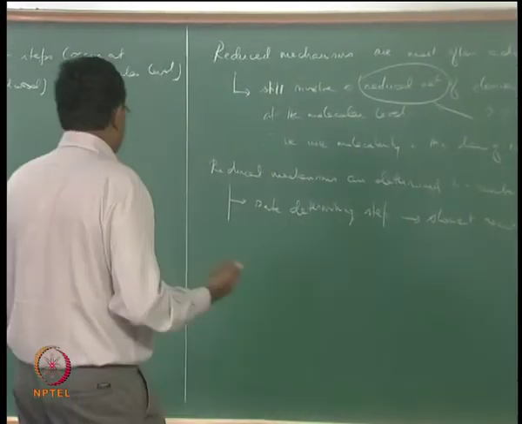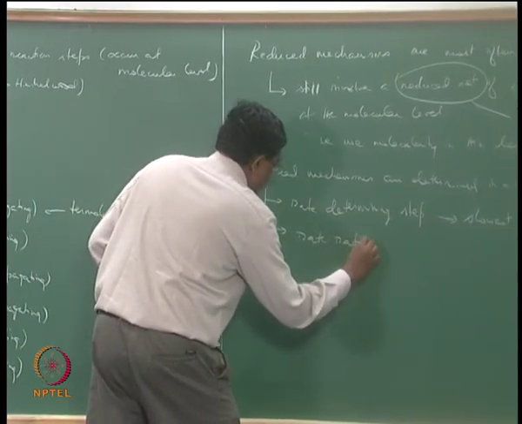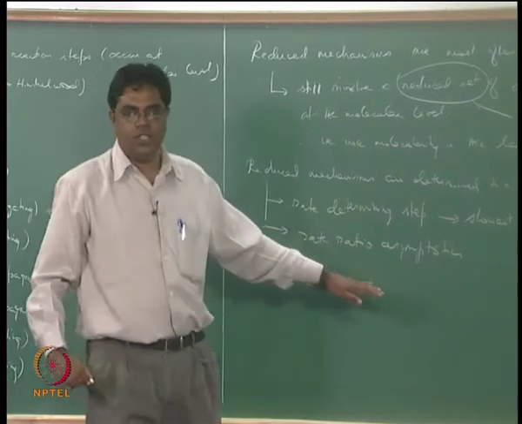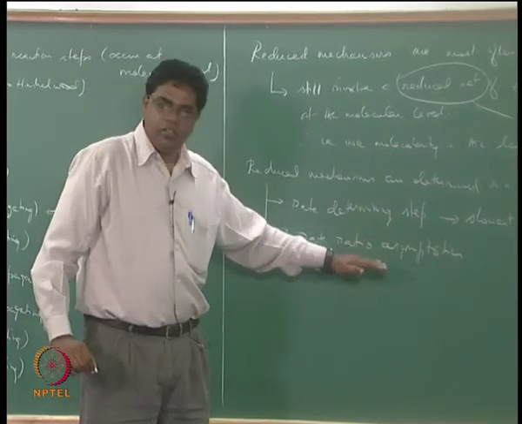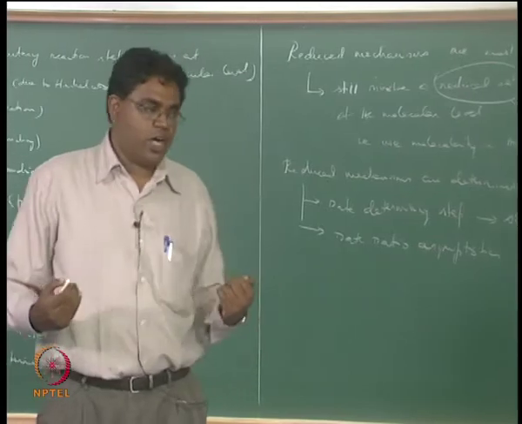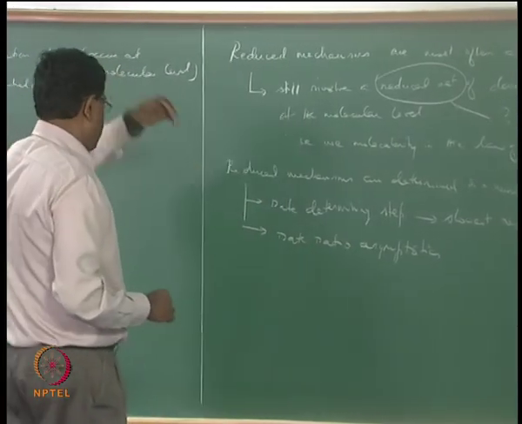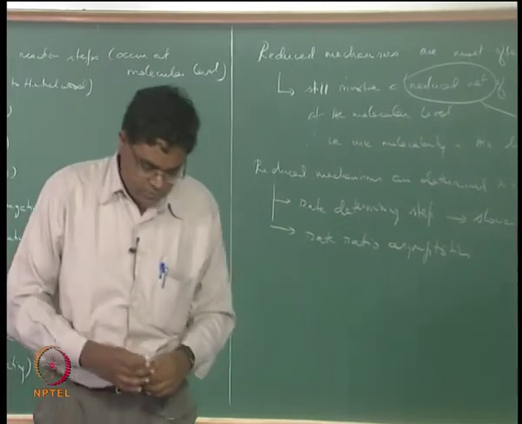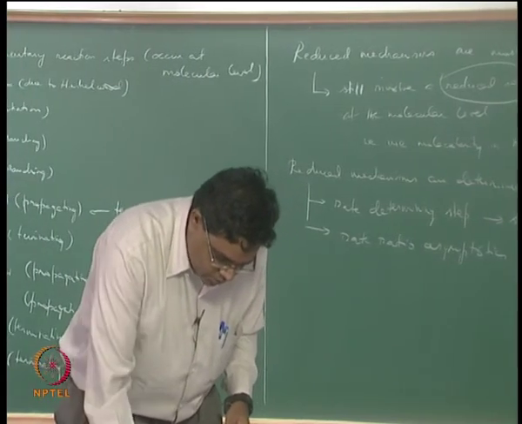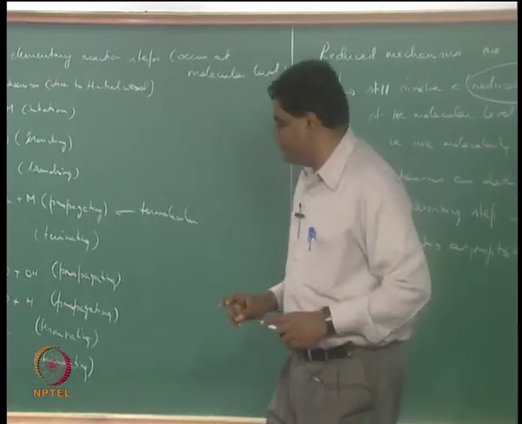And a much more sophisticated way of doing these things is called rate ratio asymptotics. That is something that quite a few people have done in the last many decades to try to reduce mechanisms, to actually compare rates and then look at asymptotic expansions based on those and so on. We don't want to go further into that because it's an area that can take pretty much all your time thinking about.